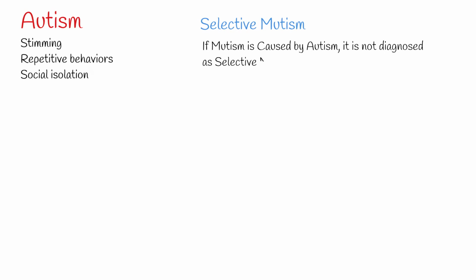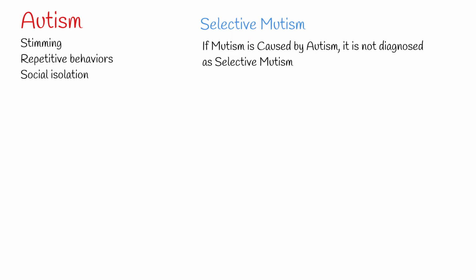Although autistic people may also be selectively mute, they often display other behaviors, such as stimming, repetitive behaviors, social isolation even among family members, and not always answering to their name, for example, that set them apart from a child with selective mutism. If mutism is entirely due to autism spectrum disorder, it cannot be diagnosed as selective mutism. Around 0.1% of the general population have selective mutism. The incidence of cases can be much higher.